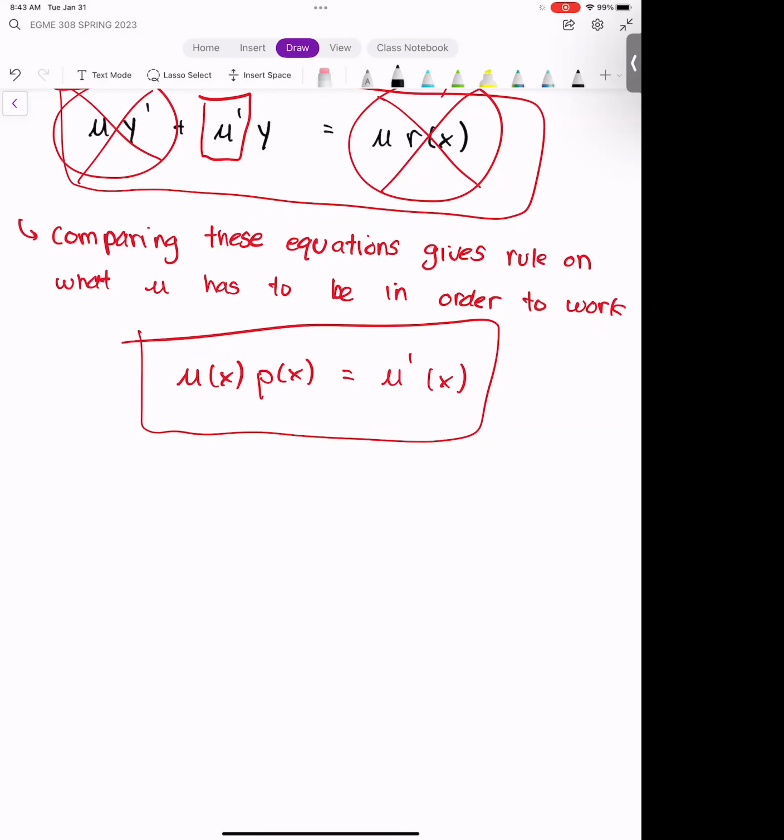Okay. The good thing about this equation right here is that we can use our old technique, separable equations, to actually solve this.